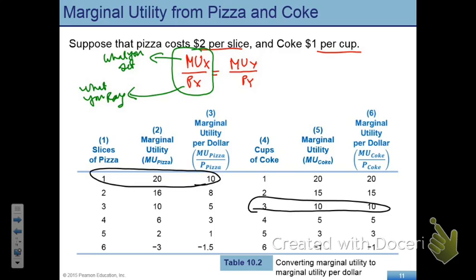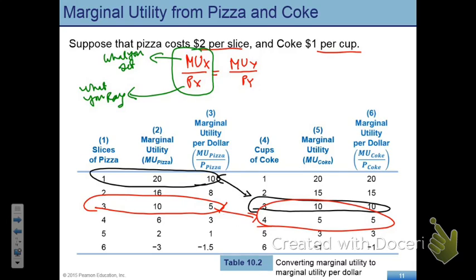So these two are the same, but there are other ones as well. There is another one where, when you buy 3 slices of pizza and 4 cups of Coke, you also get the marginal utility per dollar equal across these two goods. Do we all see that? So that's the second combination. We also have a third combination, where when you buy 4 units of pizza and 5 units of Coke, you also have a situation where marginal utility per dollar are equal.